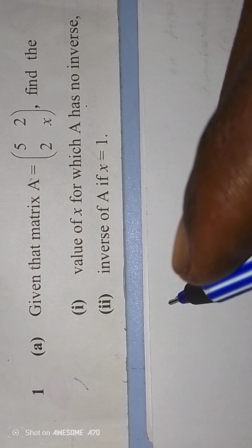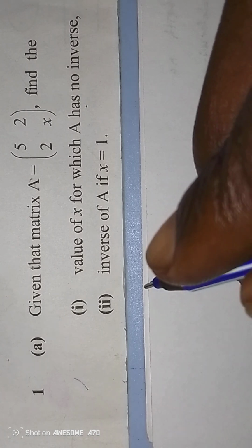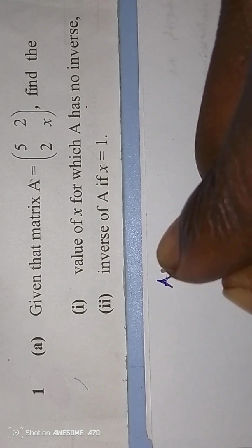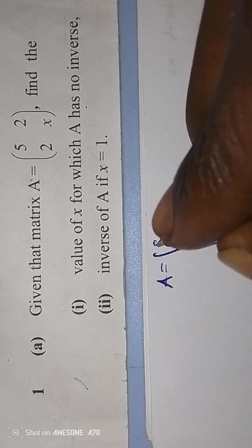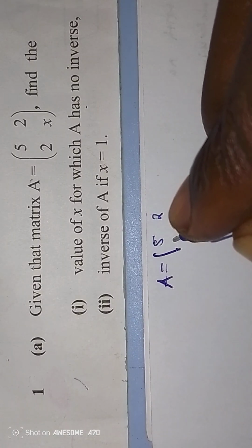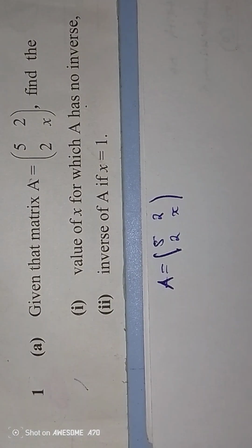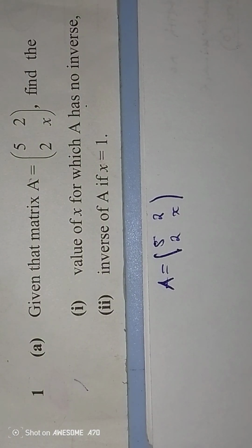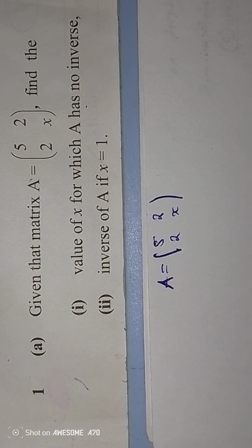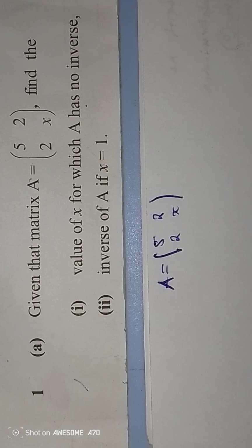Given that matrix A is equal to, let me just write down our matrix. Our matrix A is equal to 5, 2, 2, and x. Find, number 1, the value of x for which A has no inverse.